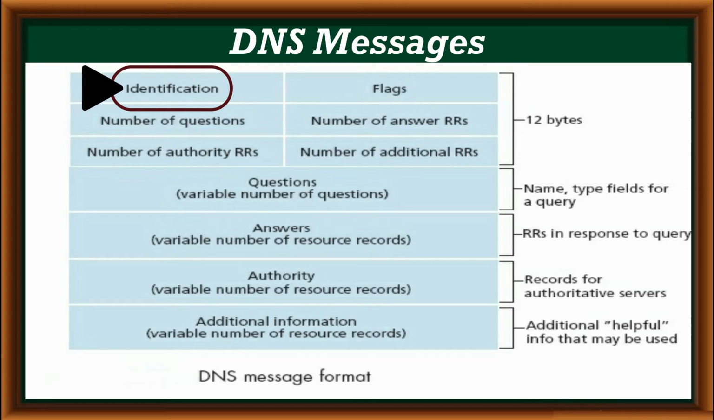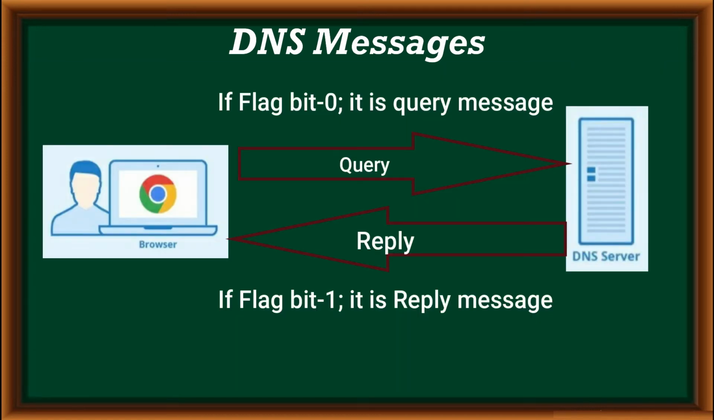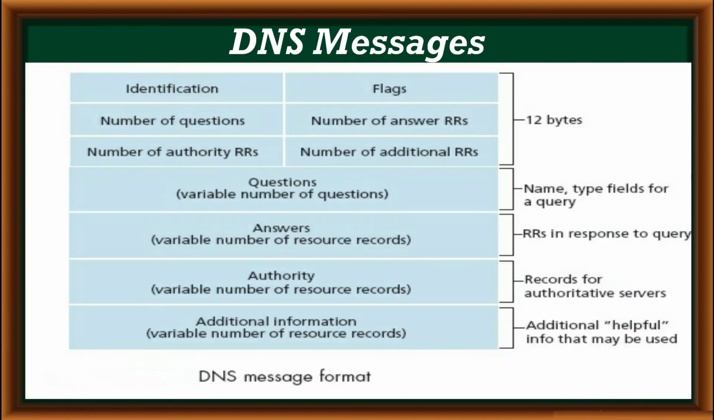The first field is a 16-bit identifier that identifies the query. This identifier is copied into the reply message to a query, allowing the client to match received replies with the sent queries. There are a number of flags in the flag field. A 1-bit flag indicates whether the message is a query message or reply message. If the flag bit is 0, it indicates a query message, and if the flag bit is 1, it indicates a reply message.